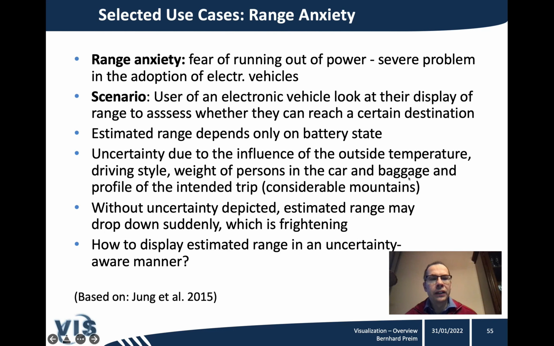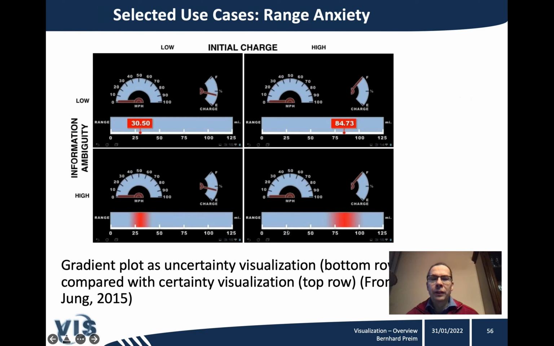So on the one hand, we need better uncertainty estimations, but we also need to convey the resulting uncertainty that still exists. Without any uncertainty depicted, what happens often is that the estimated range drops down suddenly, and that's perceived as frightening. How can it be displayed?